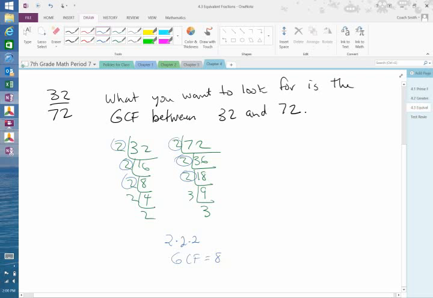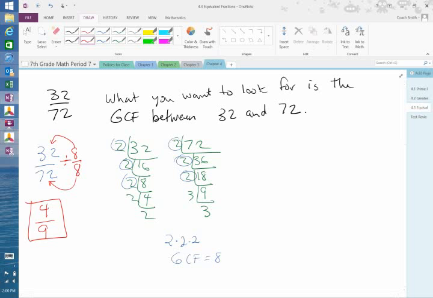So that means I can take 32 over 72 and divide it by 8 over 8. 8 goes into 32 4 times. 8 goes into 72 9 times. Is there any common factors between 4 and 9? No. So therefore, that's in lowest terms or simplest form.